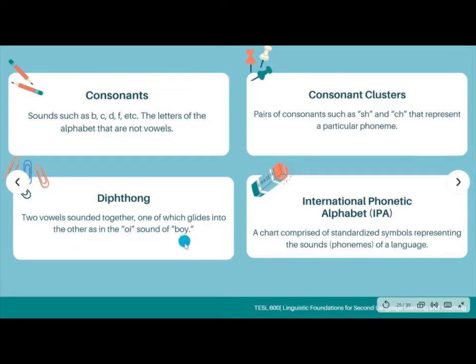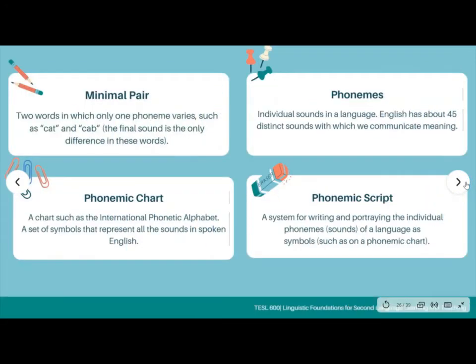So next, we have IPA, International Phonetic Alphabet. This is a chart comprised of standardized symbols representing the sounds or phonemes of a language. We have exercises about this, so we are all aware of it. So symbols, right? And the rules that we have to follow.